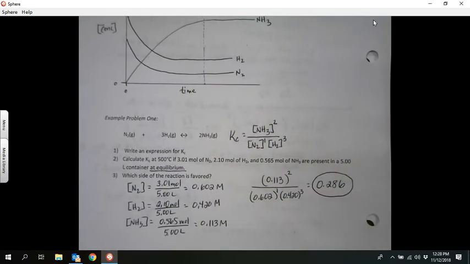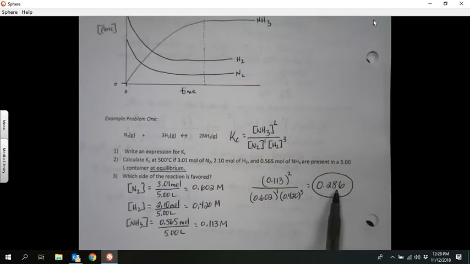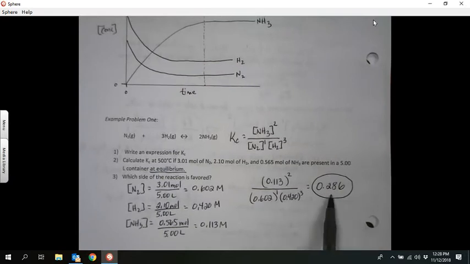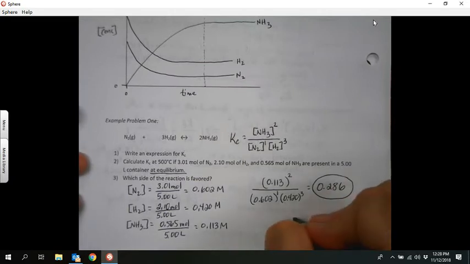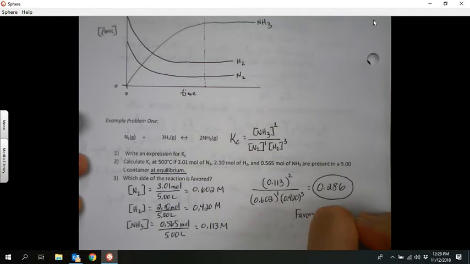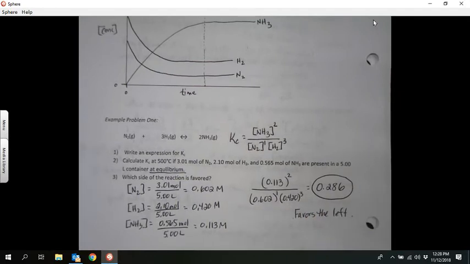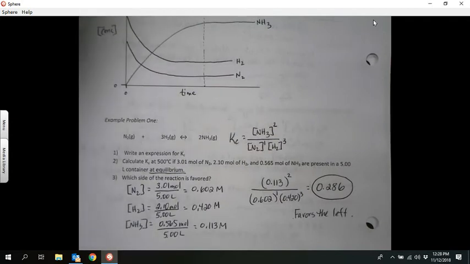Again, no units. Since this value is less than 1, which side is it going to favor, the reactants or the products? Well, if you go back into your notes, you'll see that this favors the left. So it favors the reactant side. All right, we have one more problem to look at. That's on the next page.